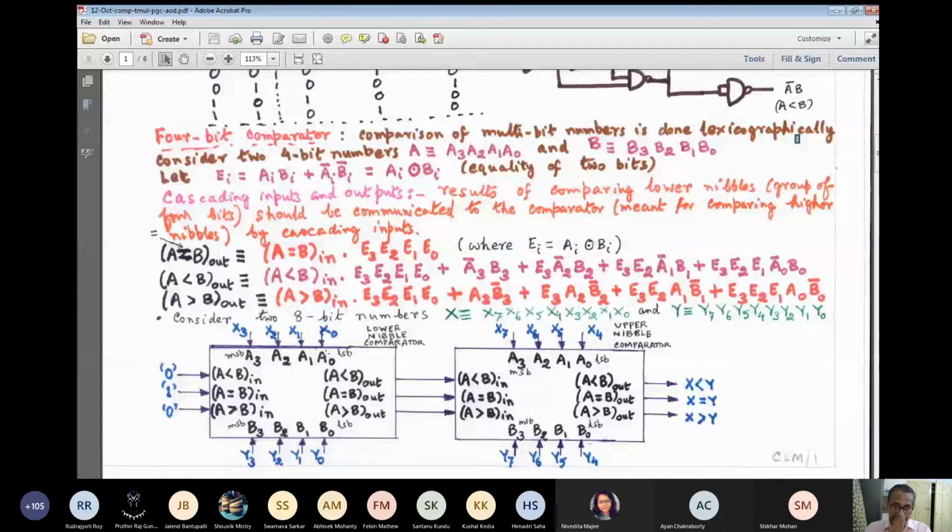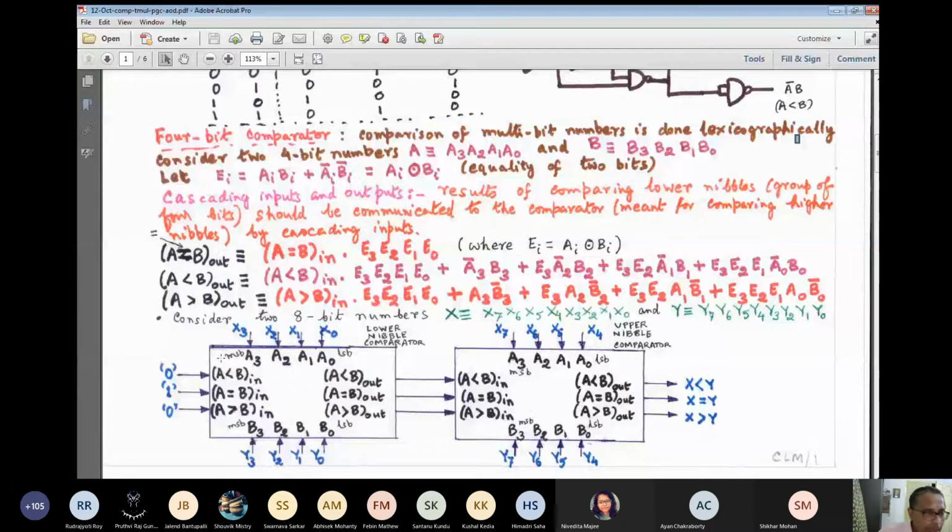First nibble means A3 to A0, B3 to B0. Second nibble means A7 to A4, B7 to B4. And third nibble means A11 to A8, B11 to B8, right? So suppose in place of X3 to X0 and Y3 to Y0, I have put X11, X10, X9, X8, here Y11, Y10, Y9, Y8. So if we get here 1, 0, 0, it means that the result of comparing A7 to A0 and B7 to B0, these two 8-bit numbers, I find that the relative magnitude of A7 to A0 is less than B7 to B0.